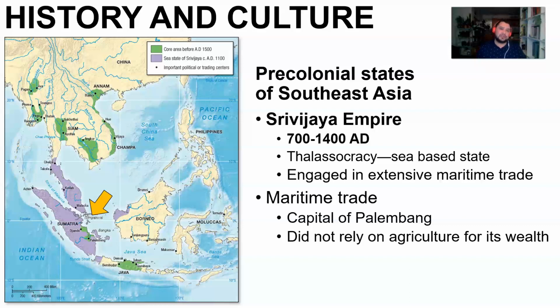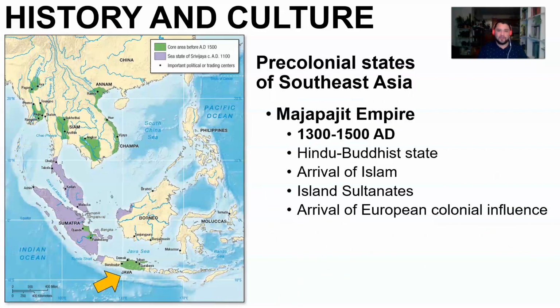China, and the Southeast Asian peninsula with the Southeast Asian islands, and of course India. India and Hinduism and also Buddhism are also very important religions that are brought through trade. The capital of Srivijaya was Palembang, and this was the capital where maritime trade happened. They did not rely on agriculture for their wealth. They taxed maritime trade and imports and exports of goods here.